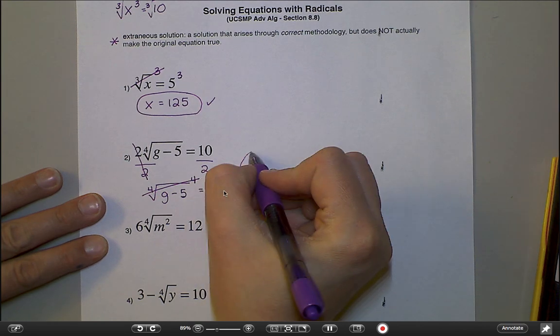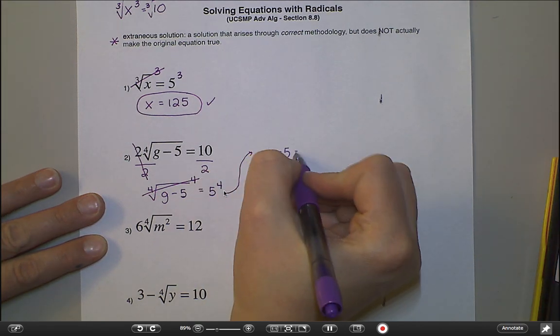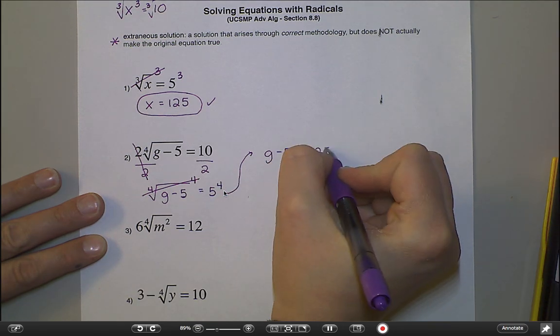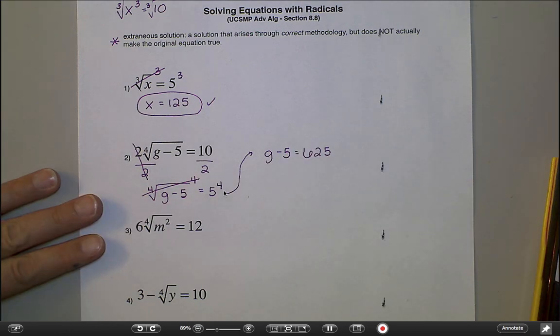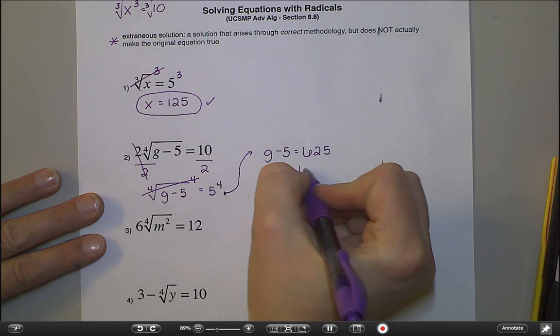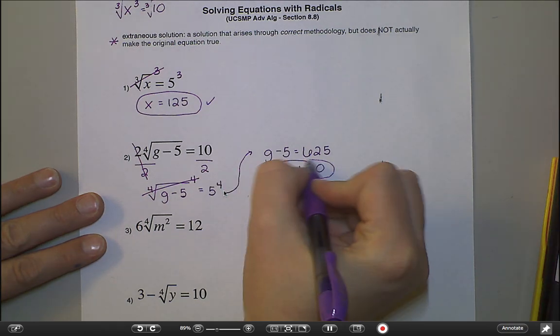And now I have g minus 5 equals 5 to the 4th, which is 625. From there, add the 5 to both sides, and I get g equals 630. And then I'm going to type this in and check it.